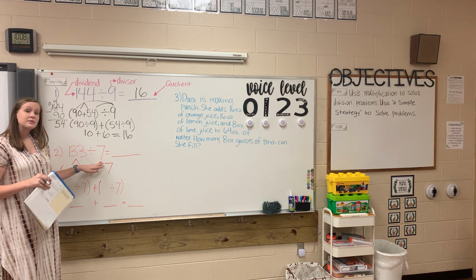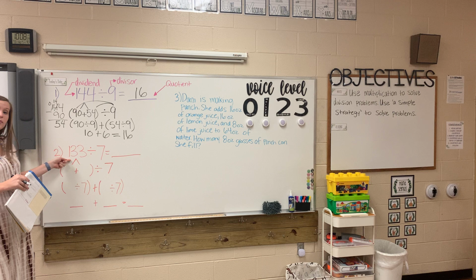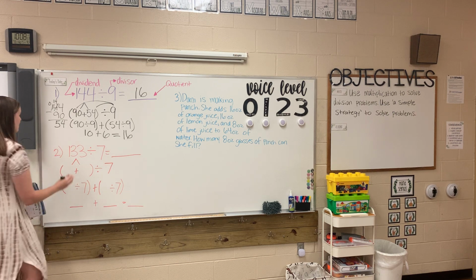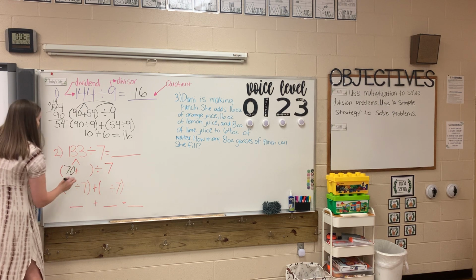7. 7 times 10 is 70. Does 70 go into 133? It does, guys. So I'm going to put 70 right here.